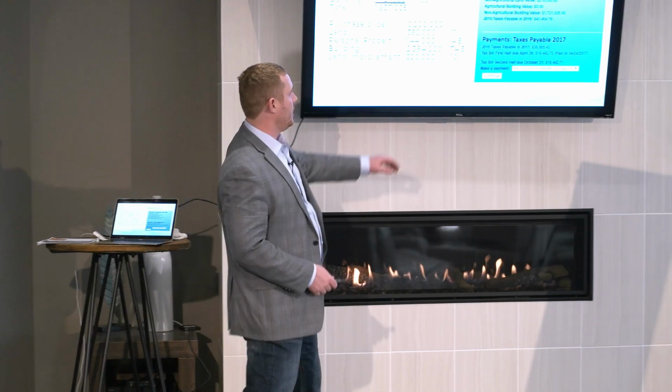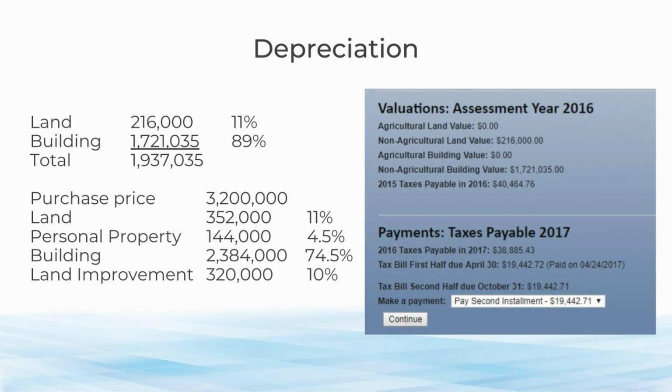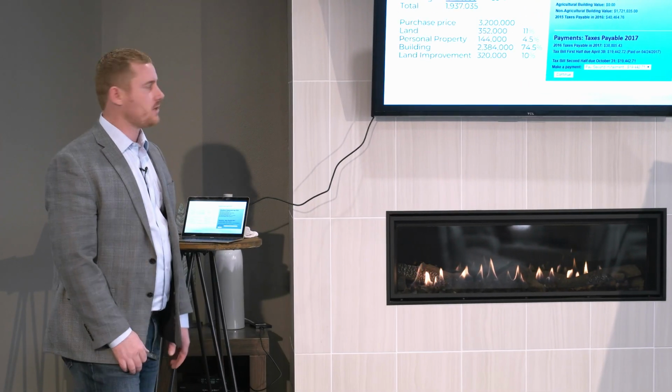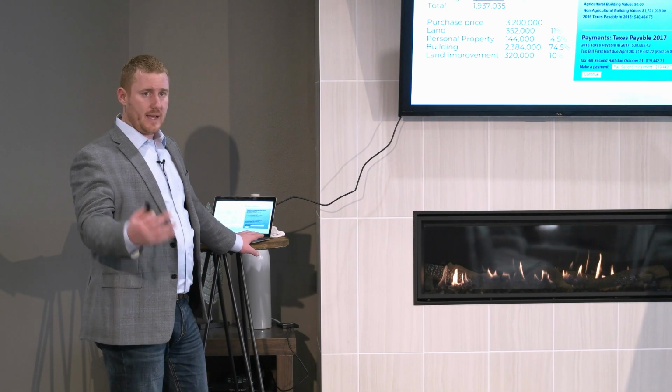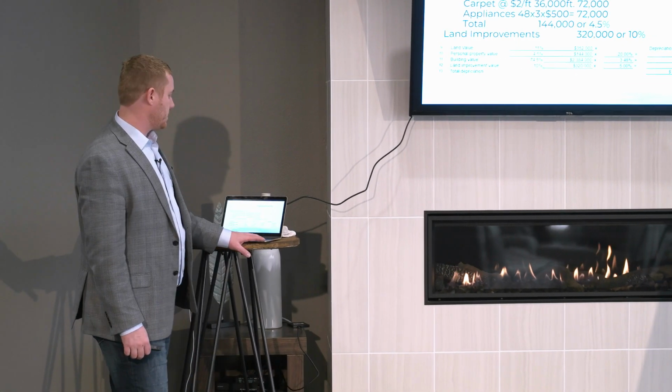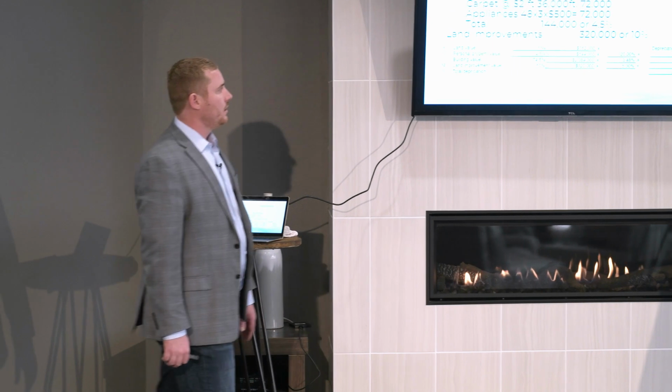So that's how we came up with those, and then we can figure out what the building is. It's going to be whatever's left. So 11%, 4.5%, and 10%, that means that 74.5% of this entire project is building, and then we can extrapolate from that the actual value of 2.3 million. Again, go back and review the depreciation class, and you can look at this in detail.